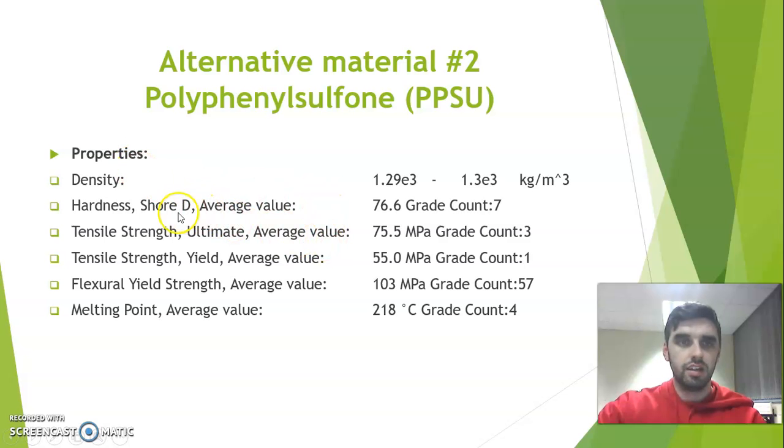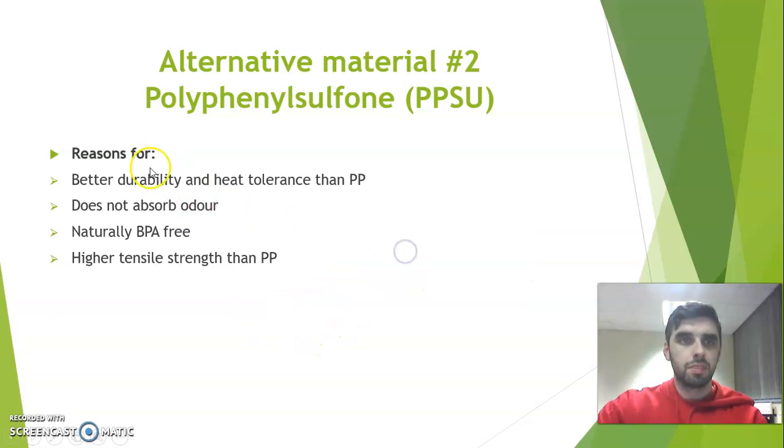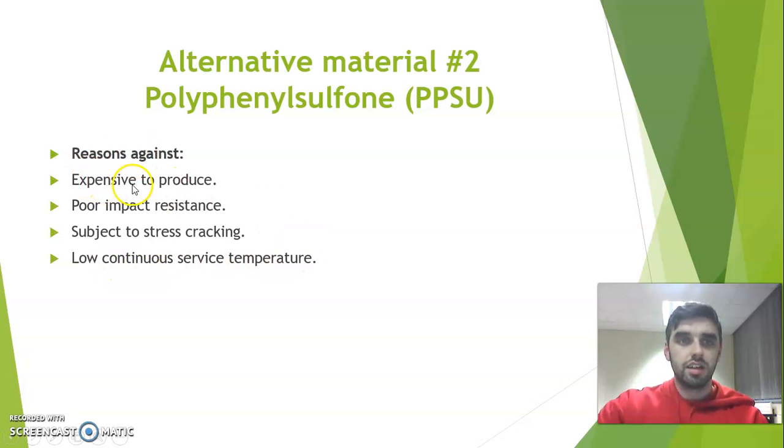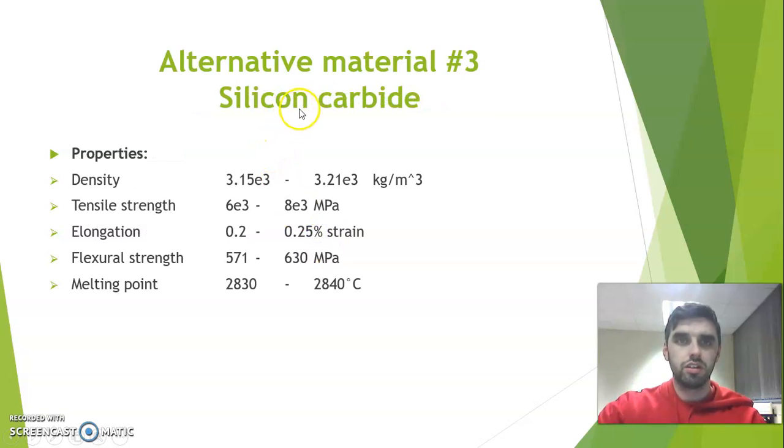Some properties again, you can see it's much higher tensile strength and flexural strength than polypropylene, and a much higher melting point. Reasons for: better durability and heat tolerance than polypropylene, does not absorb water, naturally BPA free, higher tensile strength than polypropylene. Reasons against: it's very expensive to produce, poor impact resistance, subject to stress cracking, low continuous service temperature.